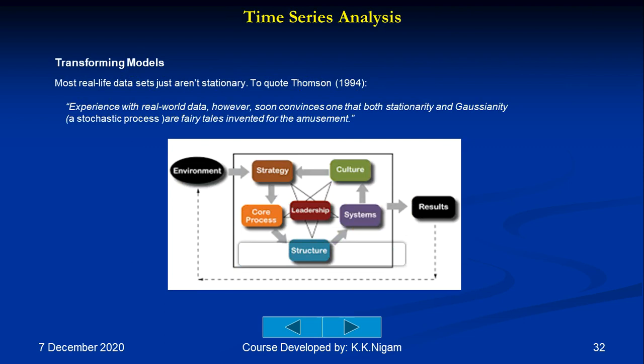Transforming models. Most real life data just aren't stationary. To quote Thomson in 1994, experience with real world data, however, soon convinces one that both stationarity and Gaussianity, in a stochastic process, are fairy tales invented for amusement.